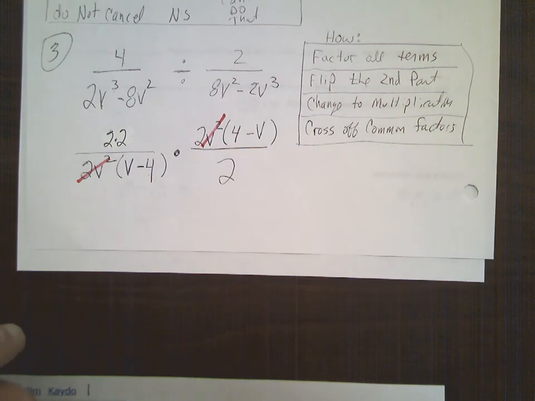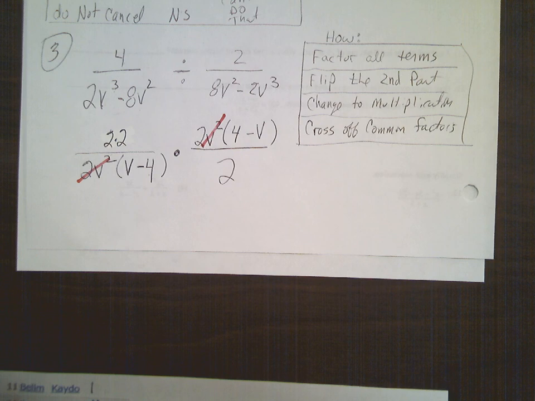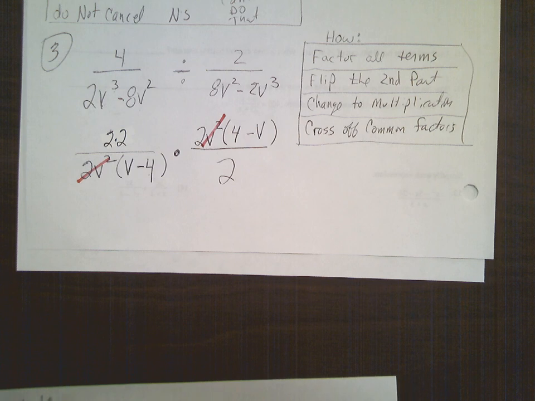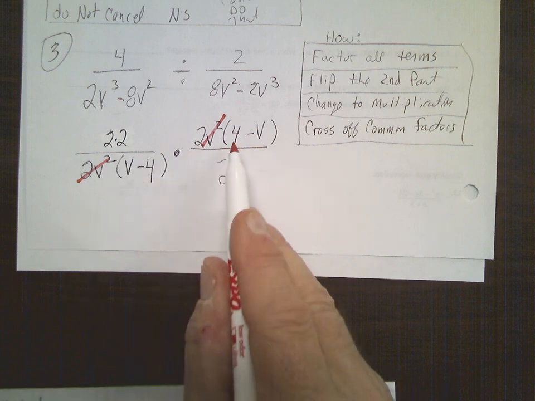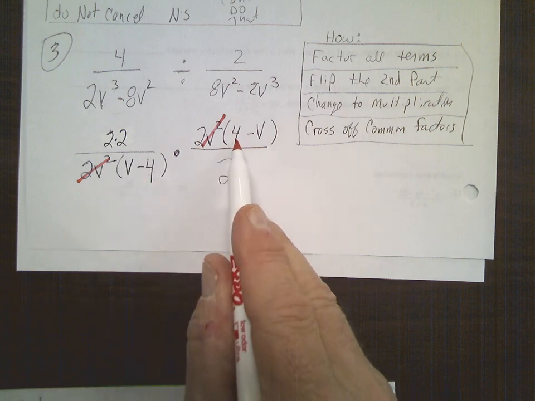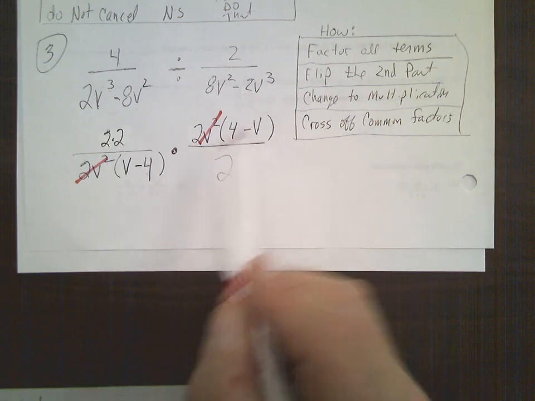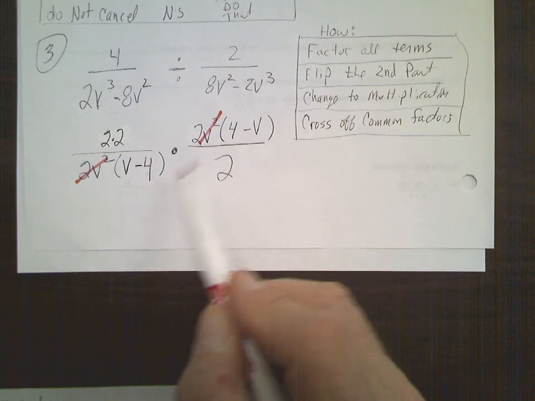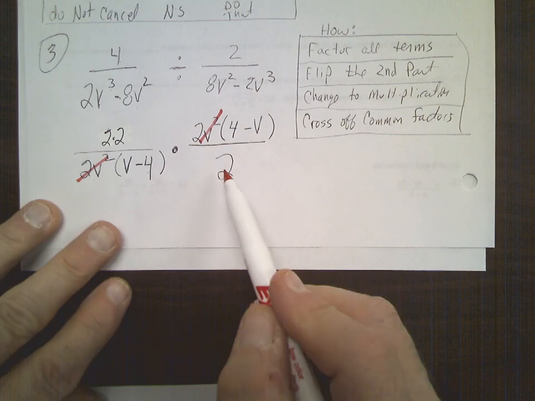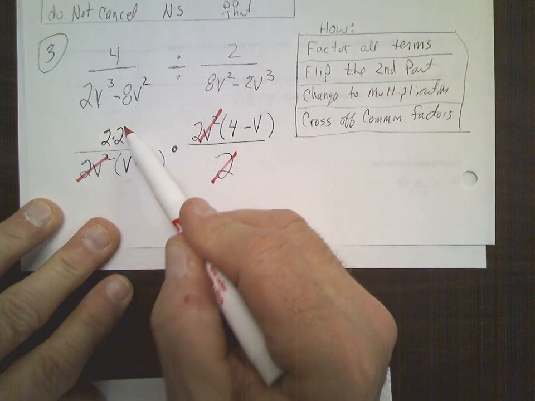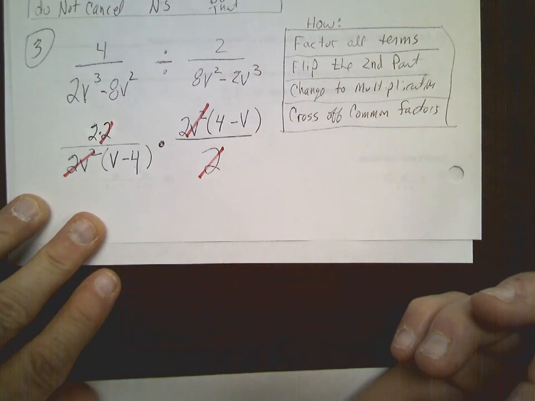Good enough. Good enough. Allie Keller, anything else? This v minus 4 and that 4 minus v? Cross it off completely. Are they exactly the same? They're pretty close. You could cross off this 2 and that 2.